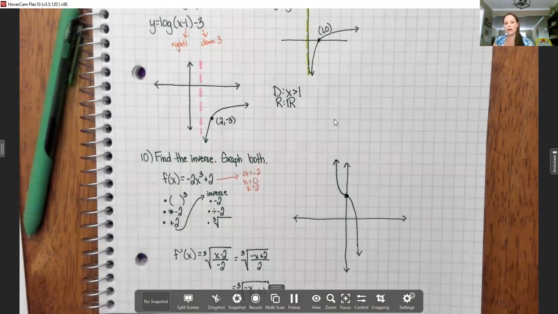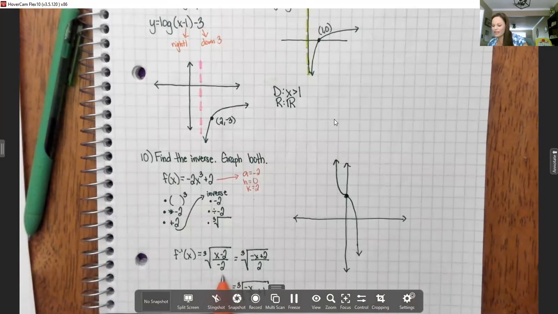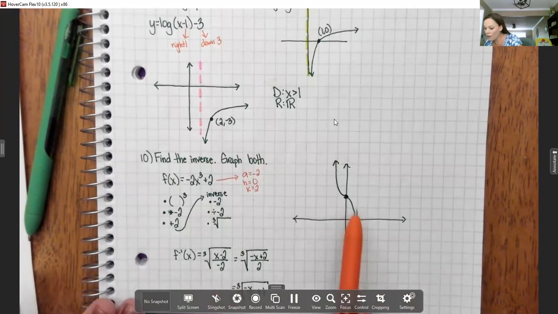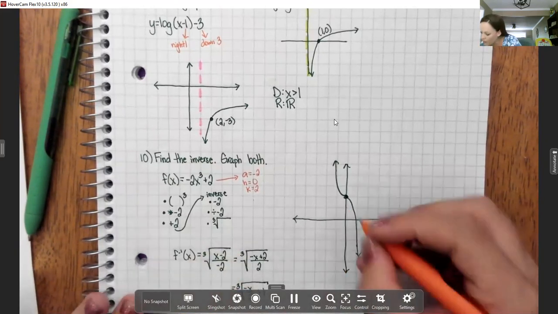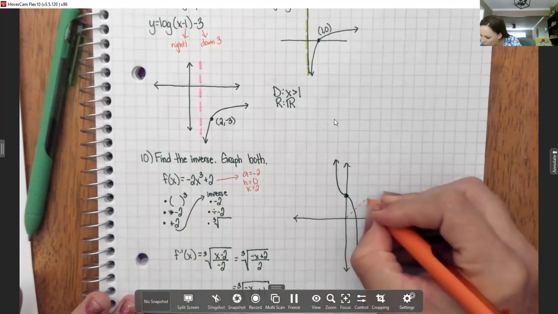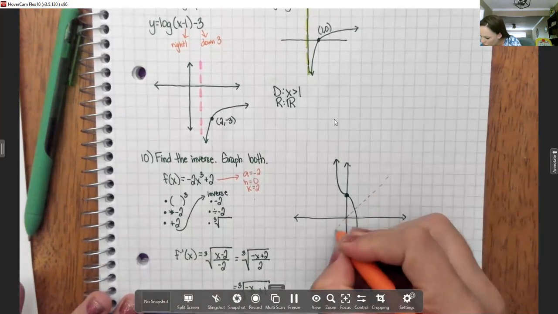And then to graph the inverse, you have a couple of options. You could try to graph this with the a, h, and k. This one's not as easy. You could put it on Desmos. Or remember, you can use the fact that it reflects over the line x equals y, and sketch your graph that way.